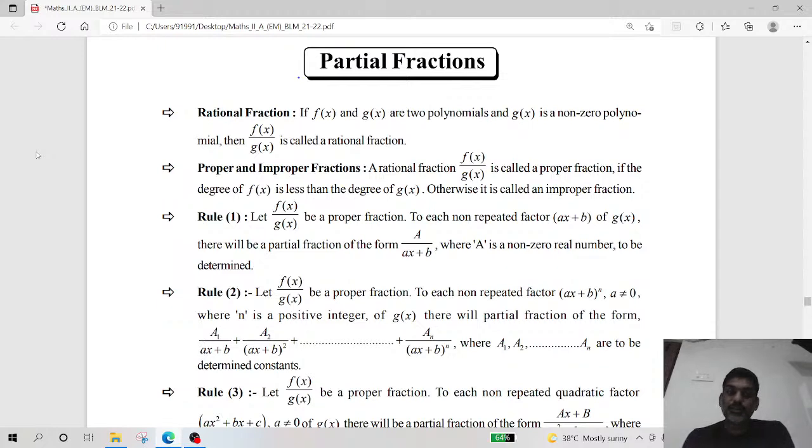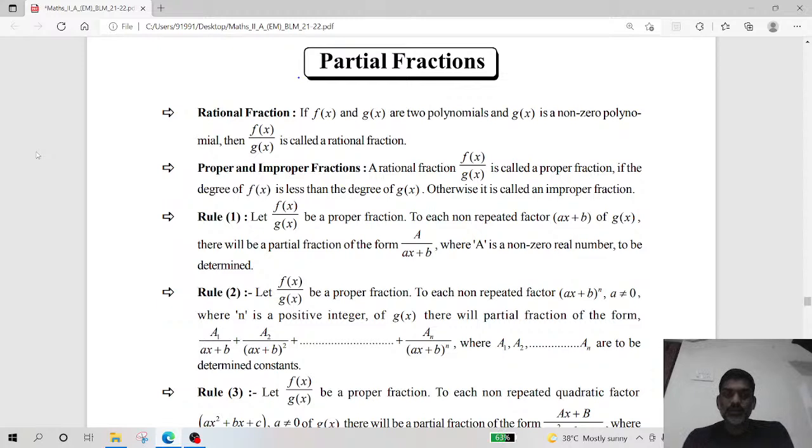Next, proper and improper fractions. This is already known to us. A fraction f of x over g of x is called a proper fraction if the degree of f of x is less than the degree of g of x. If the degree of f of x is less than the degree of g of x, then what do we call it? Proper fraction. Otherwise it is called an improper fraction.